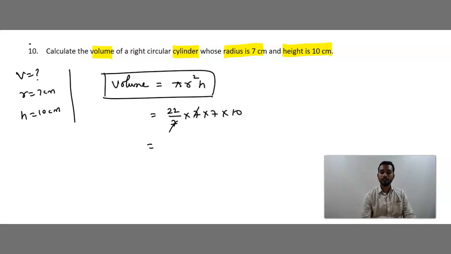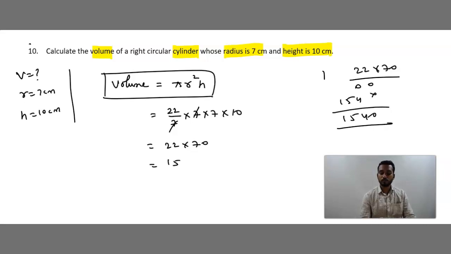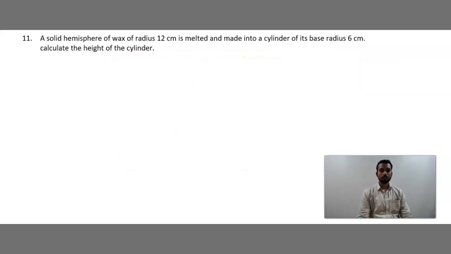7 gets cancelled. That is 22 into 7 into 10, that's nothing but 22 into 70. 7 2s are 14 plus 1 is 15. That is 1540 centimeter cube. Already we have done this type of problem, right? Yes. So volume is 1540 centimeter cube or cc. Thank you.